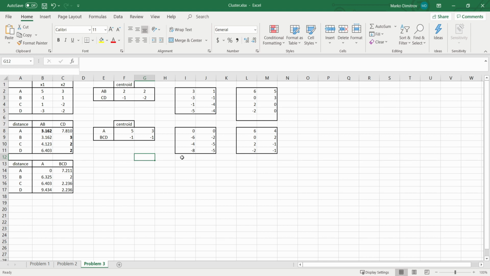Now we have two clusters. So here we lost one item from the AB cluster. And for BCD, we moved B to this cluster. Okay, so that's why we recalculated the centroids, for the cluster that received an item and for the cluster that, let's say, lost an item.